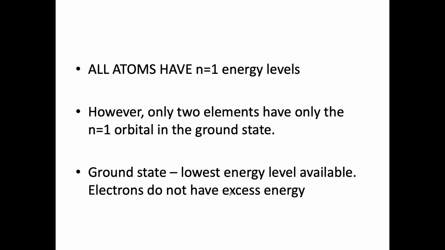All atoms have the first energy level, no matter what. However, only 2 elements have the n equal to 1 orbital only, and that's hydrogen and helium. Now, ground state is defined as the lowest energy level available. Everything is as low as it can be. They're not excited, there are no empties below it, and the electrons don't have any excess energy.